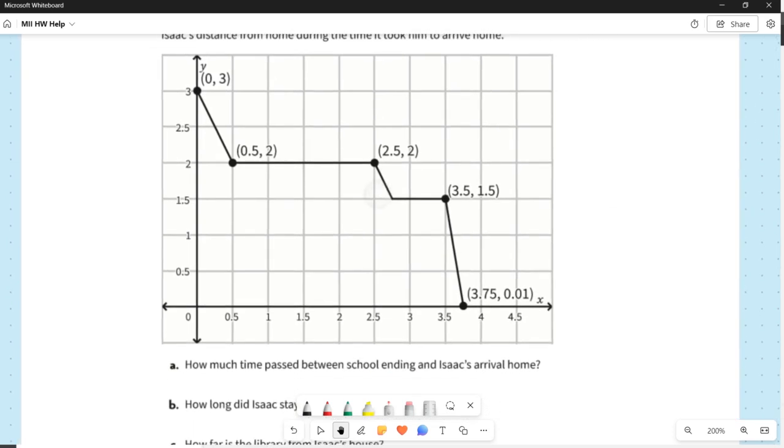All right. So we've got this graph. Our x-axis is time. Our y-axis is distance from Isaac's house. And he went from school to Tate's house, hung out with Tate, continued walking, stopped at the library. After the library, kind of hustled home and got home.